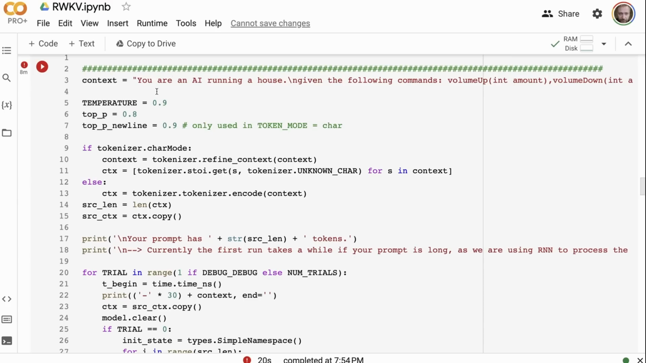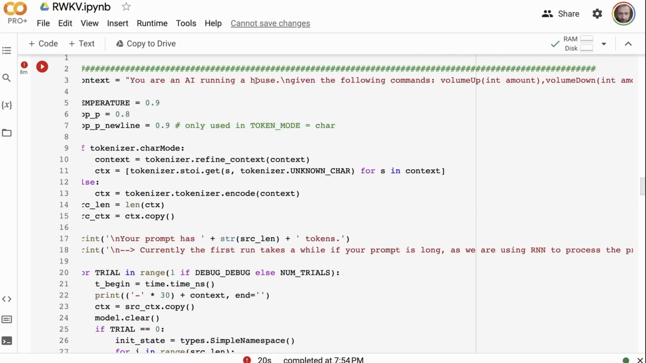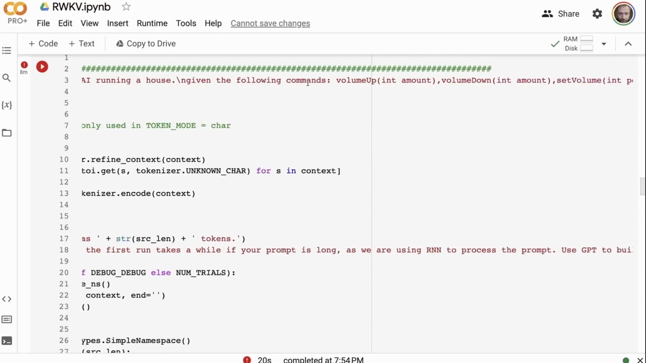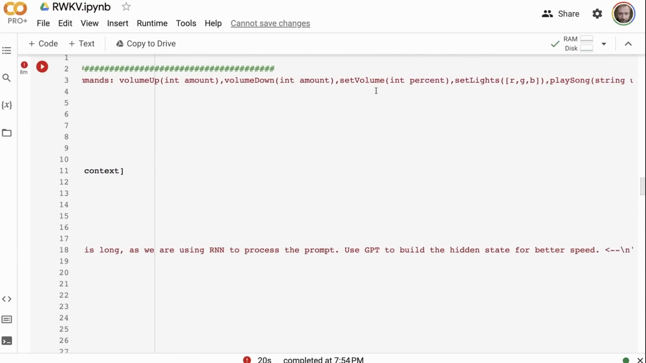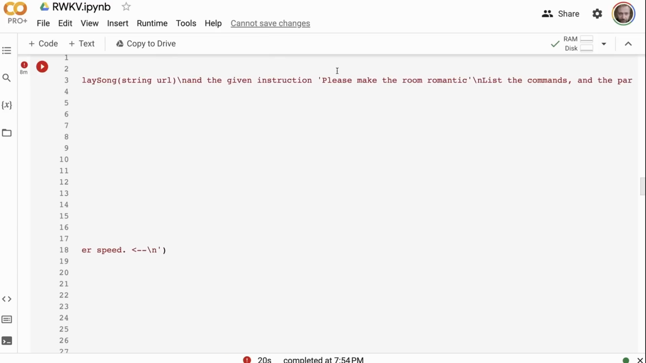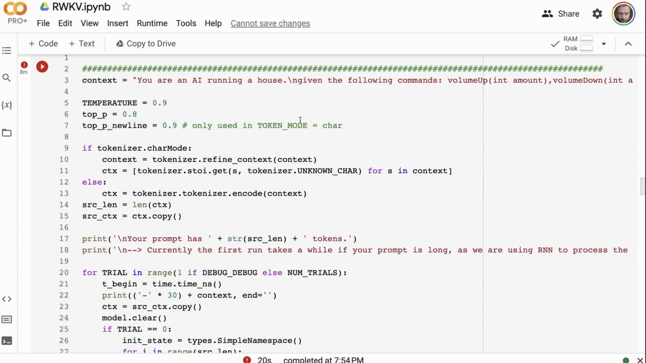All right, so let's just look quickly at the context that you're passing in. Here you can see the prompt is: you're an AI running a house, given the following commands. It puts in a bunch of commands, and then a variety of different instructions. This is quite a long thing. List the commands and reasonable value for each parameter. And then it's generating out from this. So you can see that it's setting the temperature like normal, and the top P like normal. This temperature is probably a little bit higher than normal you would see in the transformer models.